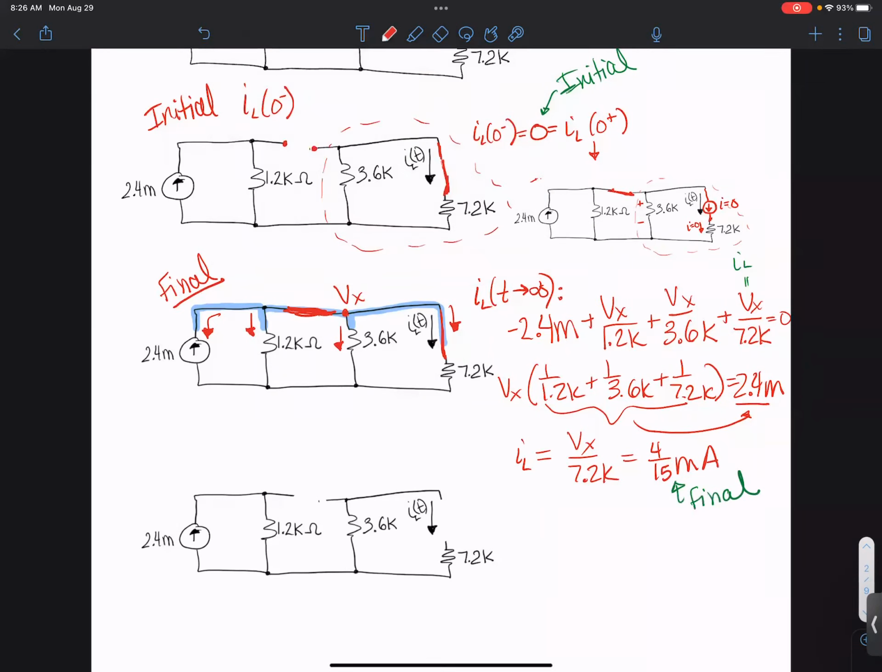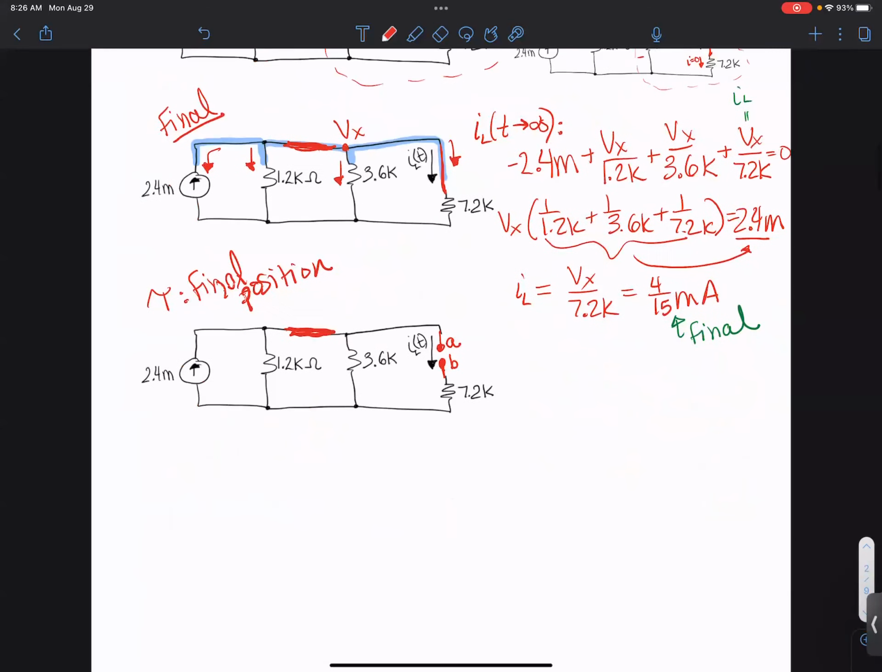So for tau, you use the final position. So what's the switch for the final position? It was closed, correct. And so we can draw sometimes. Okay, and then for the inductor, we're going to leave this open and we call this side A and that side B. And now we need the Thevenin equivalent between A and B.